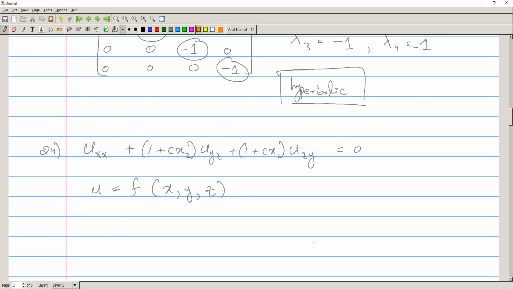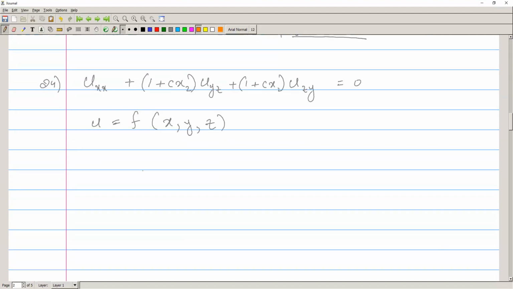So now we can construct the matrix form. It's a 3 by 3 matrix. Uxx is 1. Uxy is 0. Uxz is 0, right? Uyx is 0. Uyy is 0. And uyz is 1 plus cx2, right? Then uzx is 0, uzy is again 1 plus cx2, right? And uzz is 0, right?